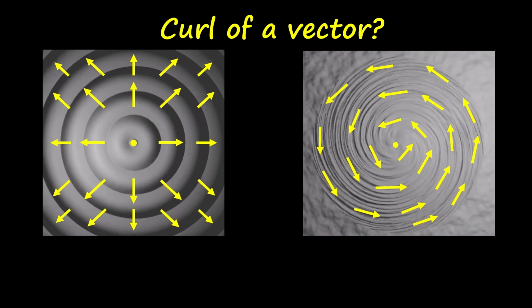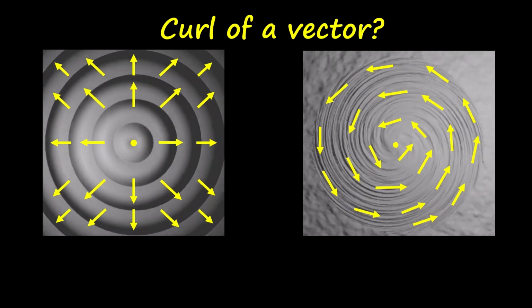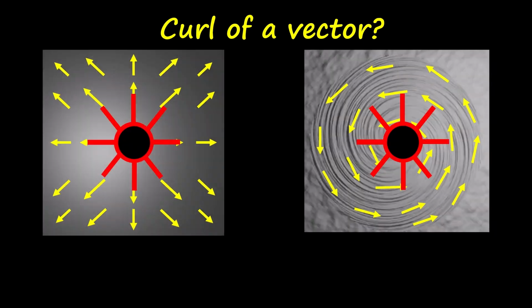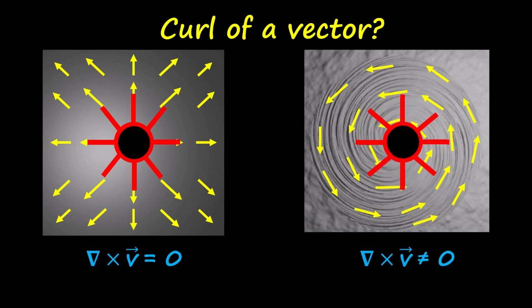Now let us place a mini paddle in both these cases. Which one is going to rotate? Obviously, the second one is going to rotate. So, the curl of a vector is related to the circulation behavior of the distribution of the vector. Without doing any mathematics, we can say that the curl of the velocity vector for the first case will be 0, and for the second case, it will be non-zero.